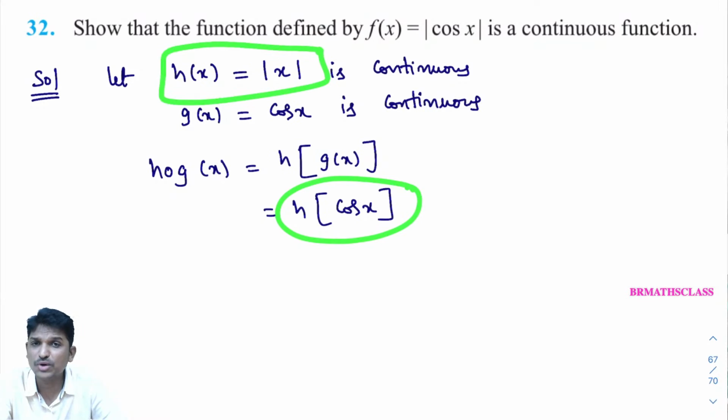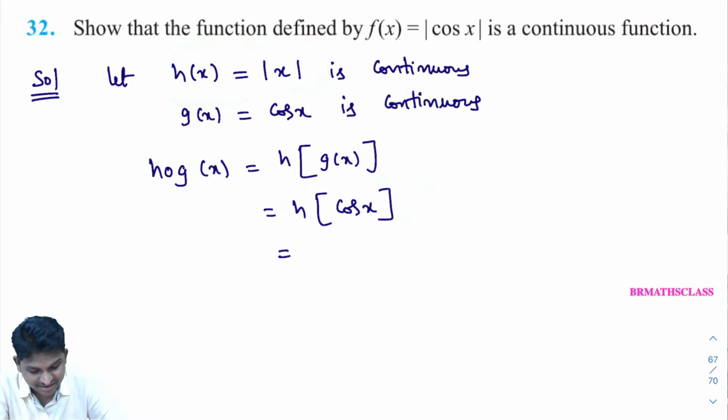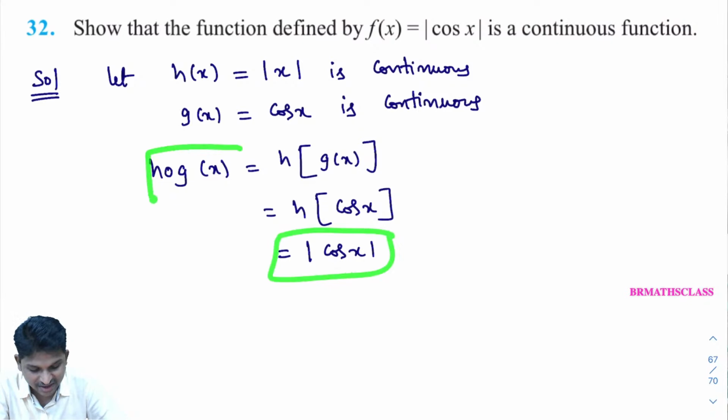H of y is mod y. H of z is mod z. H of apple is mod apple. Just joking. H of cos x is what? H of cos x is mod cos x. Correct? So here h of cos x is modulus of cos x. Luckily we got it very easily for these two. Okay. Look here. We are looking for mod of cos x only.